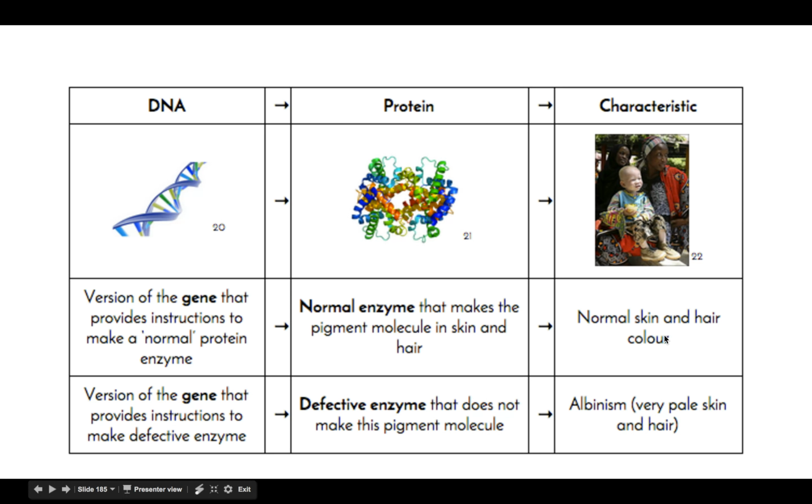However, in this bottom situation, we see that the version of the gene provides instructions to make a defective enzyme. So through the processes of transcription and translation, we have the production of a defective enzyme that does not make the pigment molecule necessary. So the characteristic that we see in individuals is albinism, and these are the individuals that have very pale skin and very light colored hair.